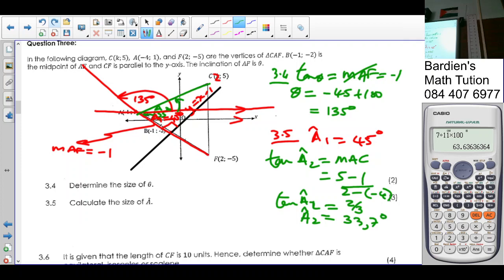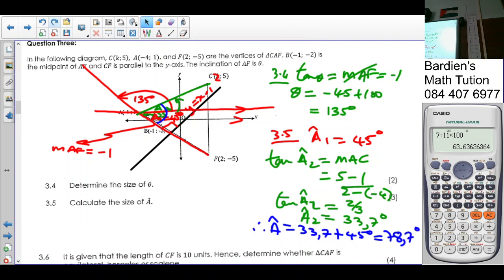So we have enough information to calculate A. Therefore angle A is equal to 33,7 plus 45 degrees, which gives us 78,7 degrees. See this angle here. This is our angle A. Okay, we'll just take all the stuff out here.